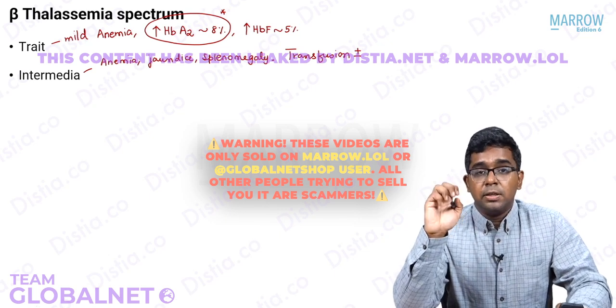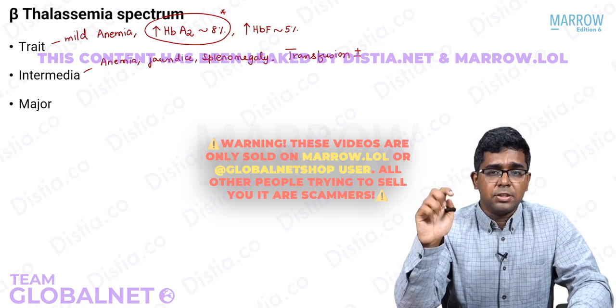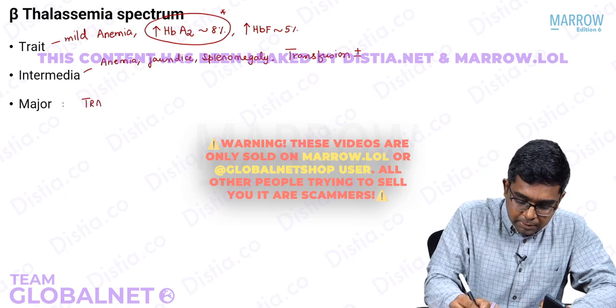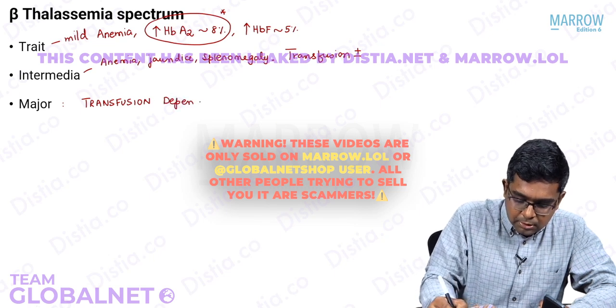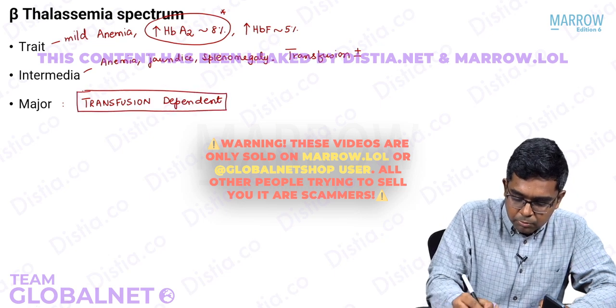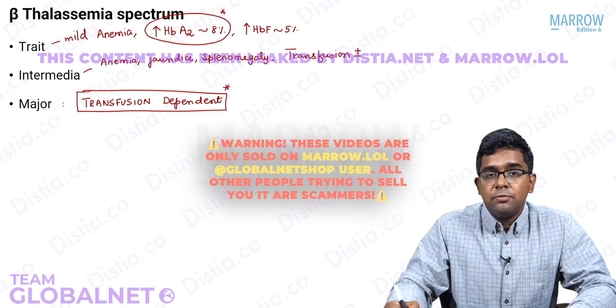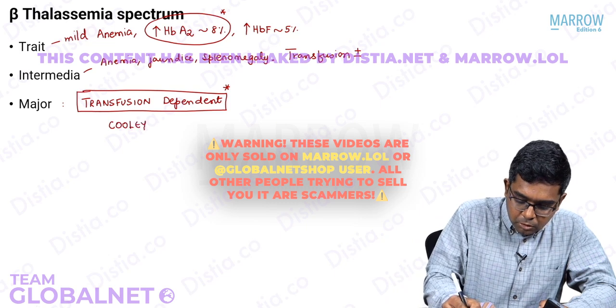Now, coming to the important variety where I am going to discuss in detail, which is thalassemia major. This is a condition which is transfusion dependent. These patients are practically dependent on blood transfusions for their life. So this is a transfusion dependent anemia, and obviously the most severe form of the beta thalassemia spectrum. The other name for beta thalassemia major is Cooley's anemia or Mediterranean anemia.